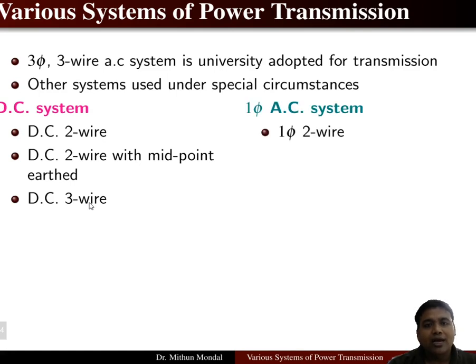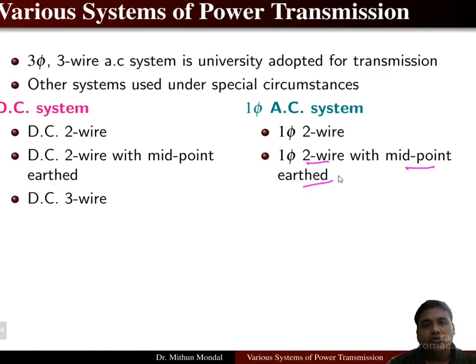Then you have the AC system, and that is single phase. Here the AC is of single phase in nature. The first category is the single phase two-wire system. Then you have single phase two-wire with midpoint earthed, so you will be earthing the midpoint, and the system is a single phase AC system. Then you have the single phase three-wire system.